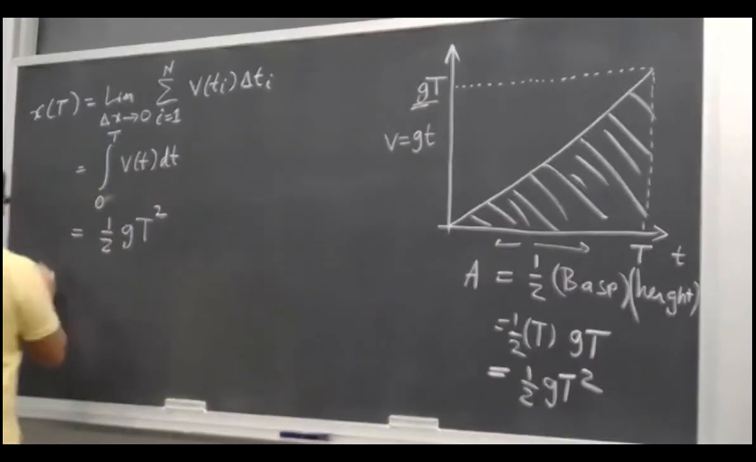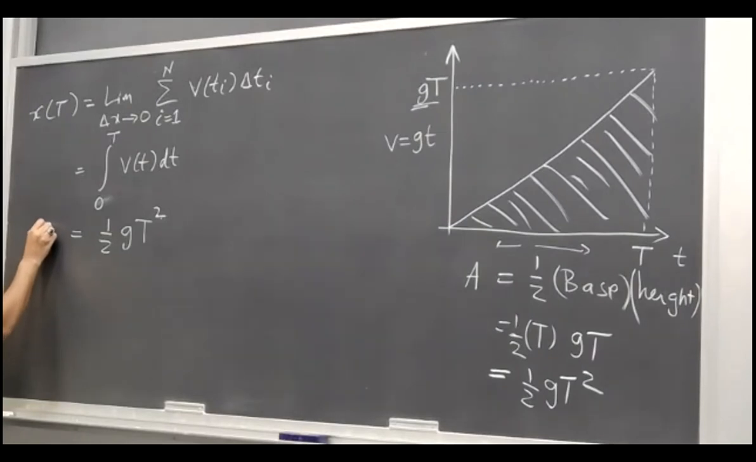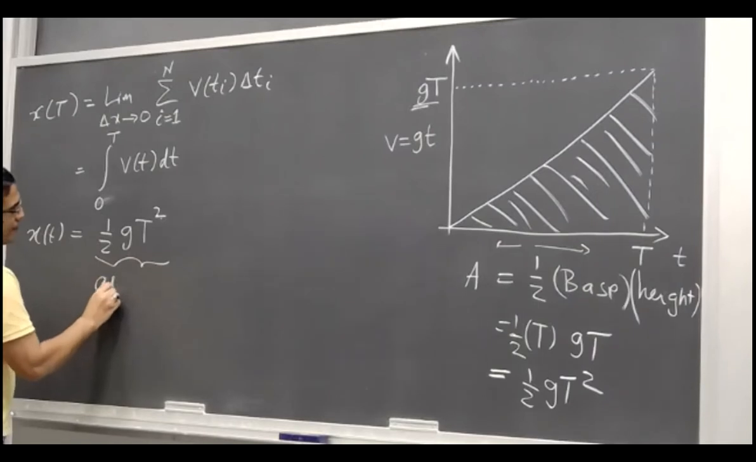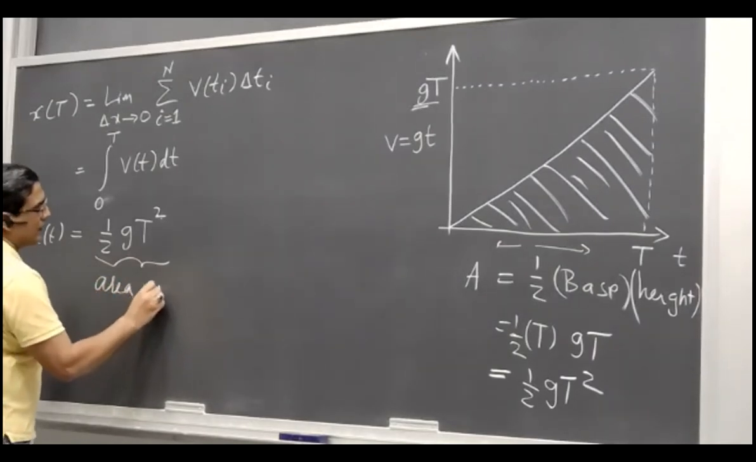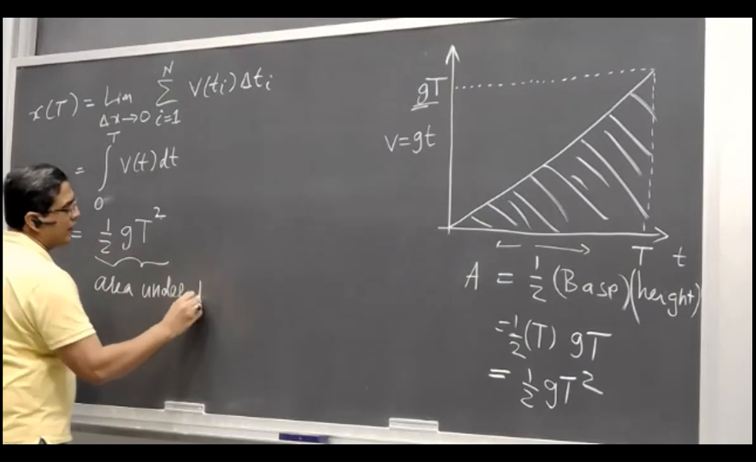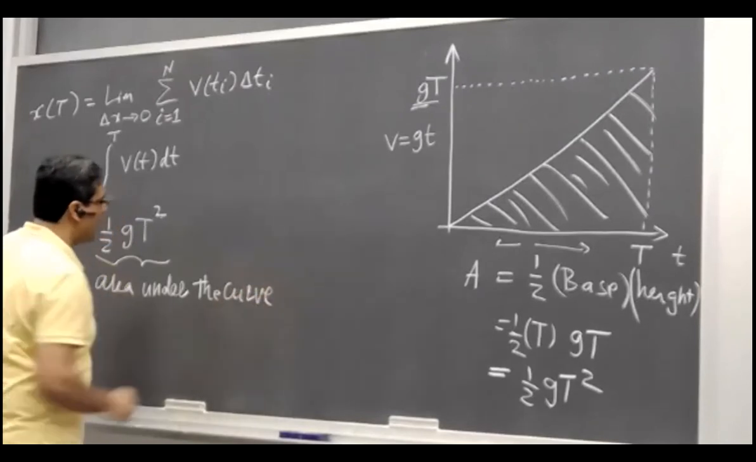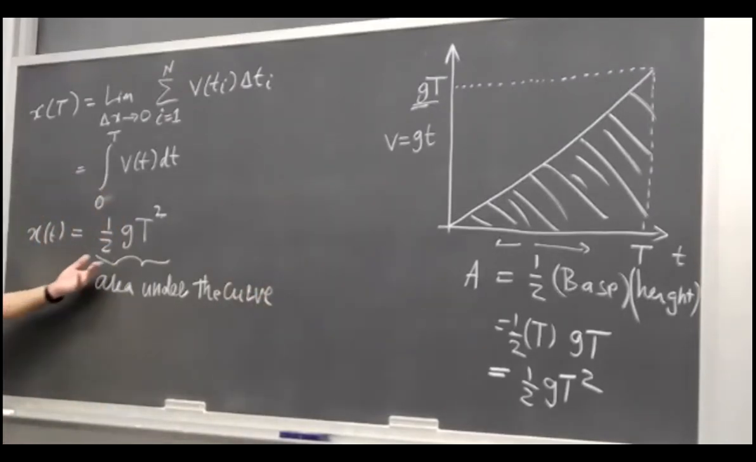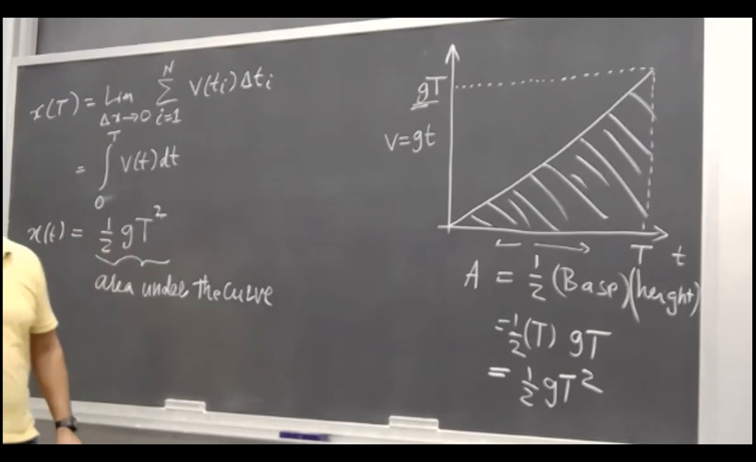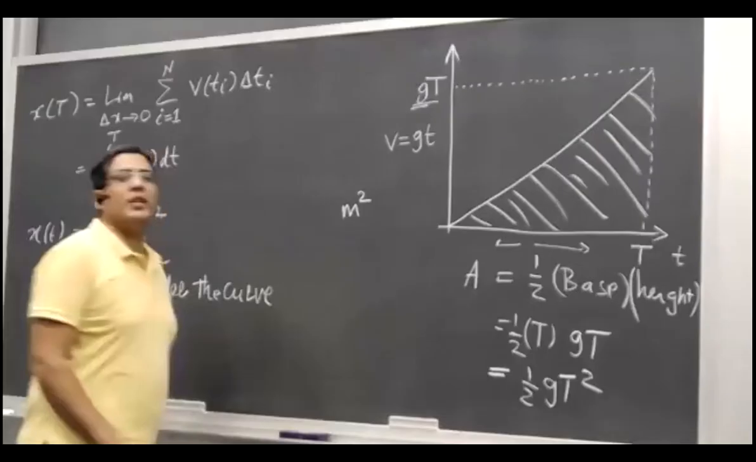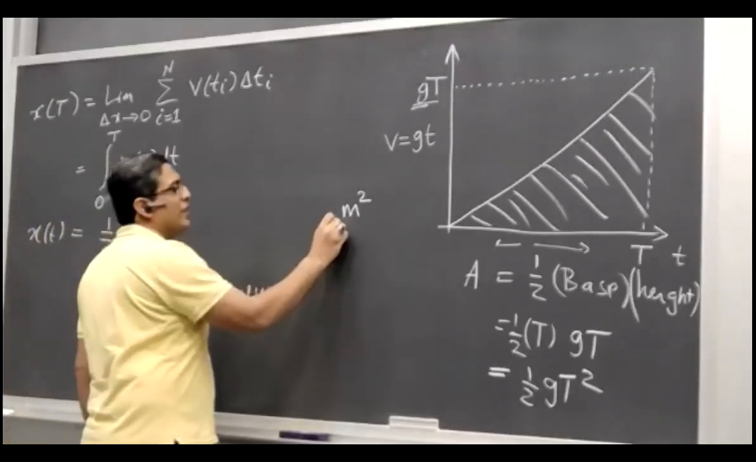Okay. So here I have x of T, and we are saying that this is the area under the curve. All right. So what about the units of this area? What are the units of area in general? Meter squared. Unit squared. Meter squared, right? Meter squared, that's the units of an area.